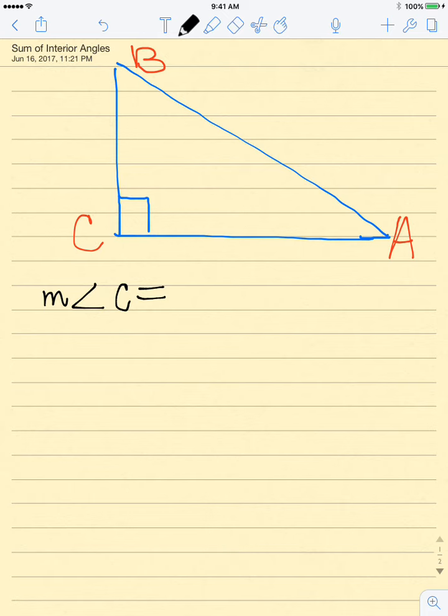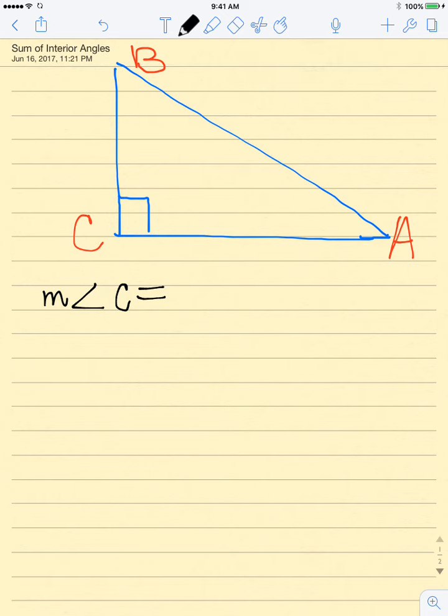Okay, today we're going to examine how to find the sum of interior angles of a triangle. What that really means is if I have an unknown measure of an angle, I can figure it out in a triangle because I know that the sum of all three angles in a triangle add up to 180 degrees. So I'll write that down in a minute, but first let's just look at the triangle we have.